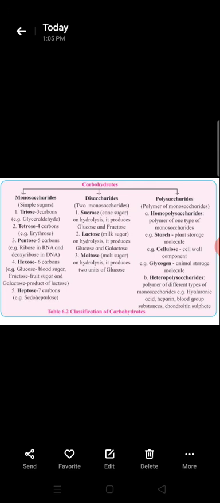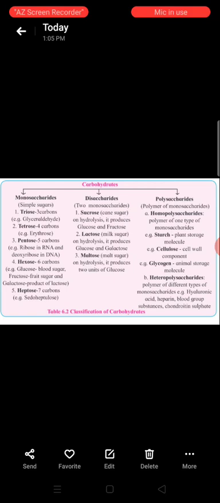Number 2, heteropolysaccharides. Hetero means different. These polysaccharides consist of different types of monosaccharides, so they are called heteropolysaccharides. For example, hyaluronic acid, heparin present in blood, then chondroitin sulfate, etc. So we have learned what carbohydrates are at a glance.